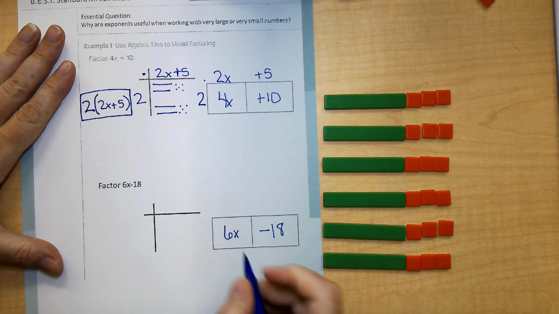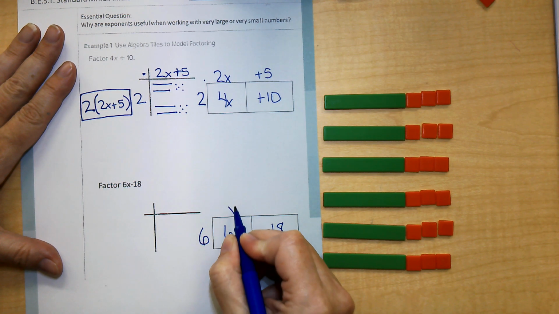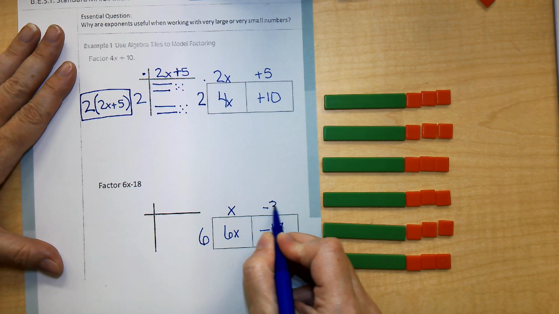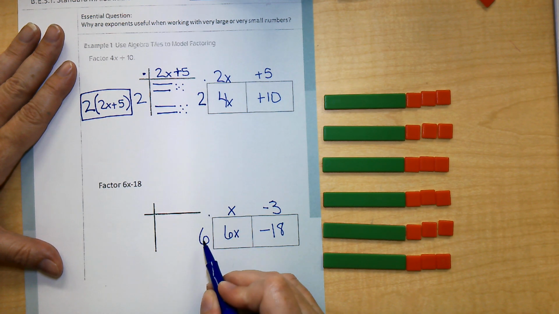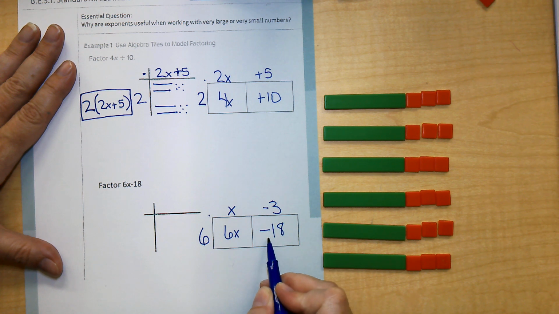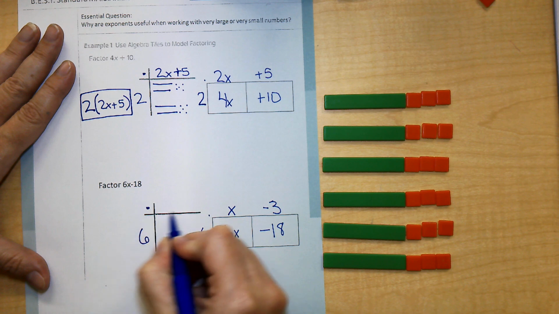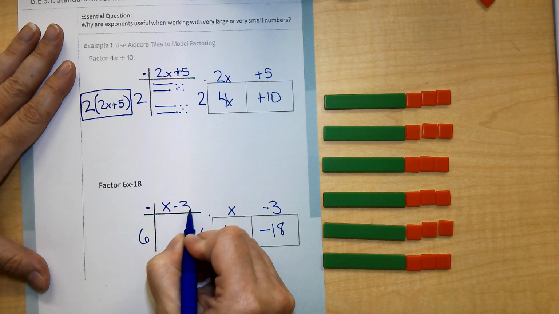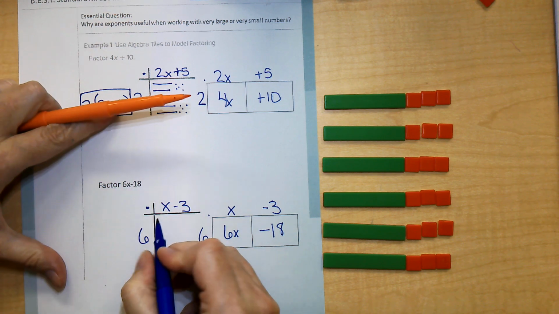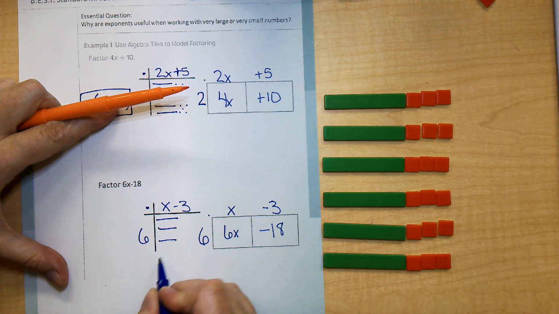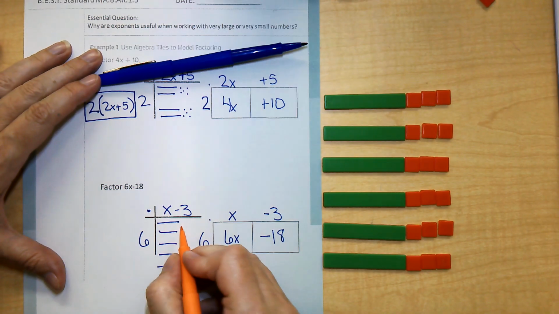So I was able to factor out 6 groups of 1x minus 3. And again, you can do the math backwards. 6 times x is 6x, and 6 times minus 3 is minus 18. So we'll do our area model, 6 groups of x minus 3. So 6 groups of x, 1, 2, 3, 4, 5, 6. And attached to each of those groups is minus 3.